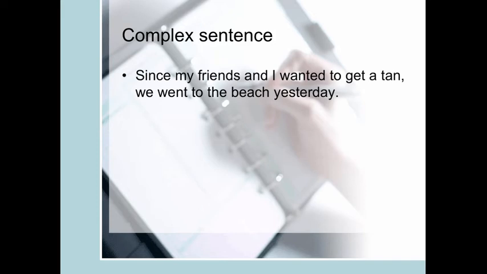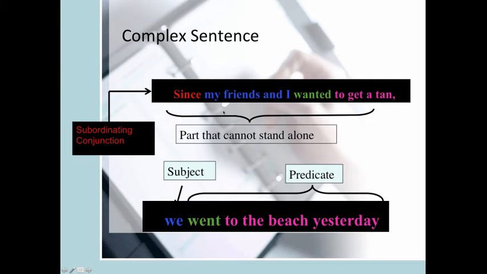What the word since does here is it makes your understanding of that dependent clause depend on what the next independent clause is. So since my friends and I wanted to get a tan, we went to the beach yesterday. Since again is the subordinating conjunction. Since my friends and I wanted to get a tan cannot stand alone. This is your dependent clause. Subject here is we, predicate, went to the beach yesterday. Notice we went to the beach yesterday is an independent clause, so it can stand on its own.